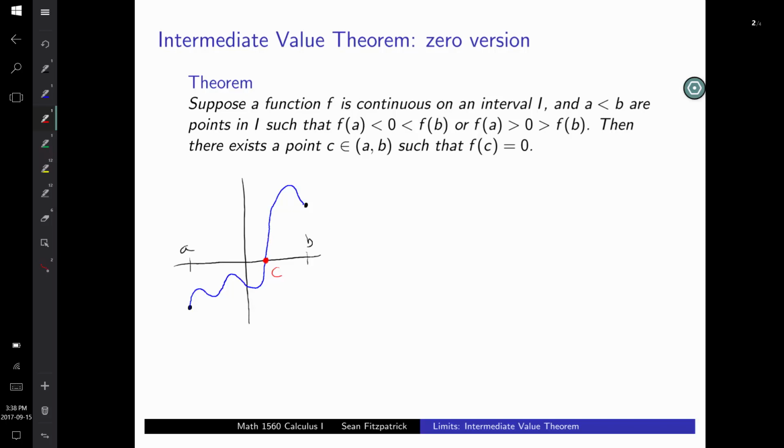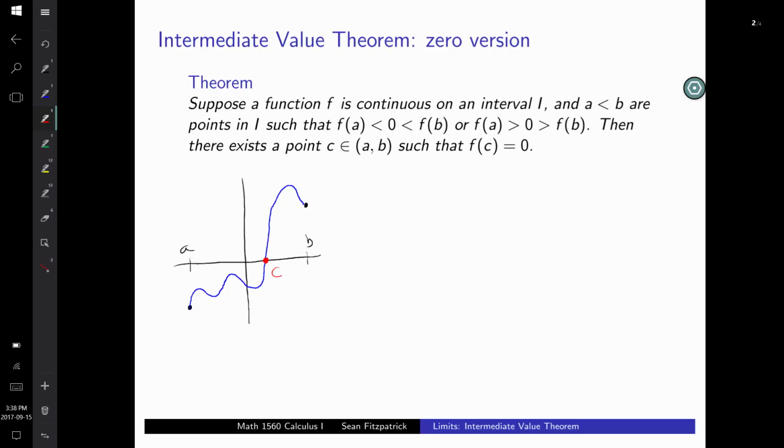That if you start below and you end above, at some point you have to cross the axis. And of course you could do it the other way around, where you're above at the left end and below at the right end. Whether you go from negative to positive or positive to negative, it's the same story either way.